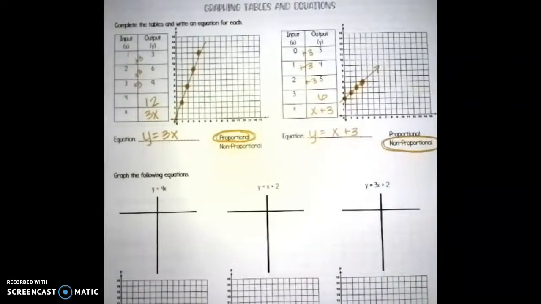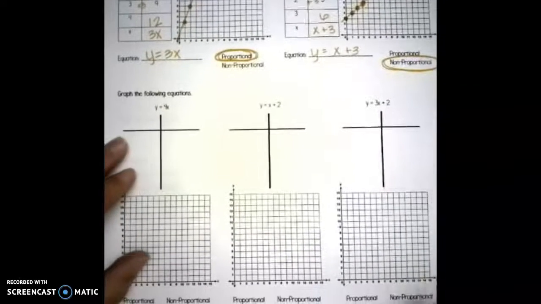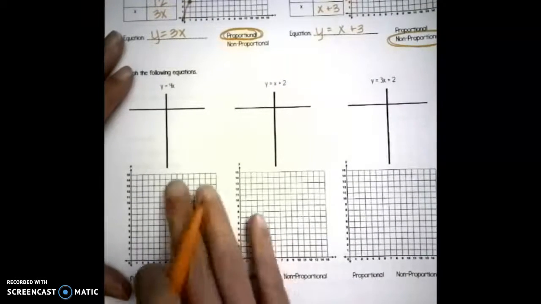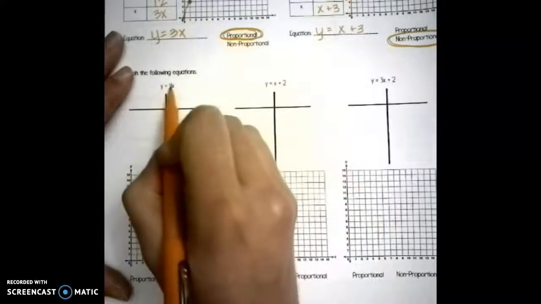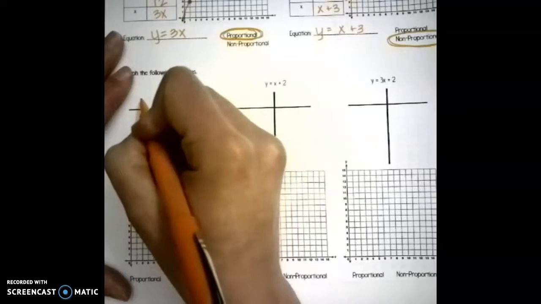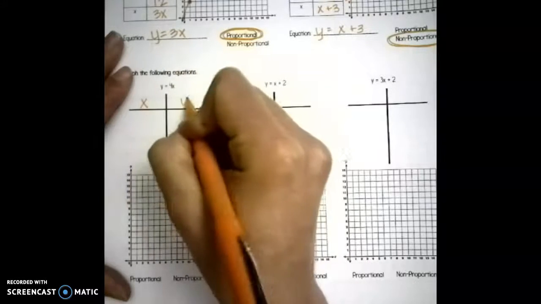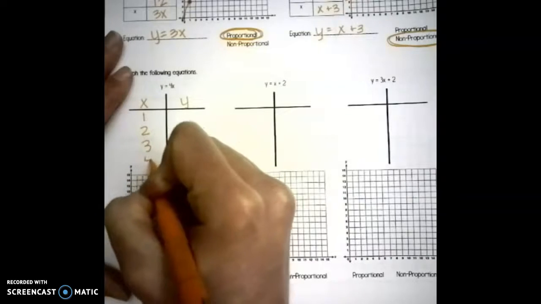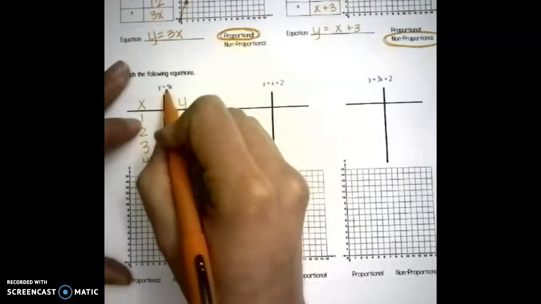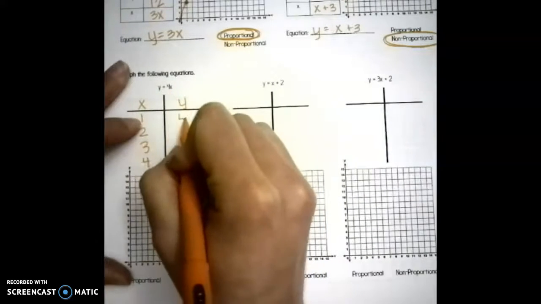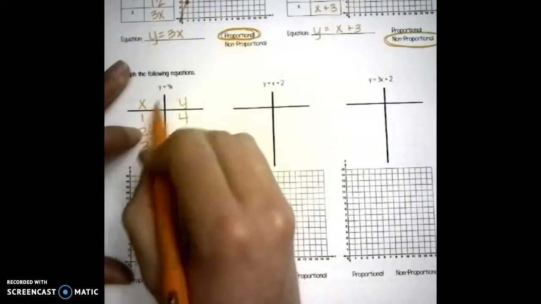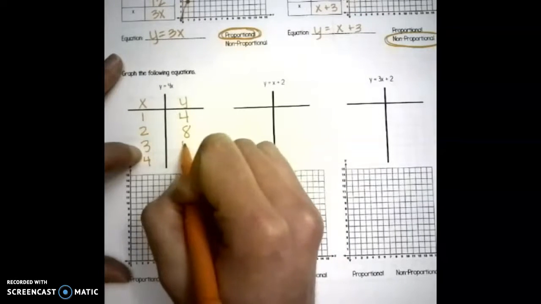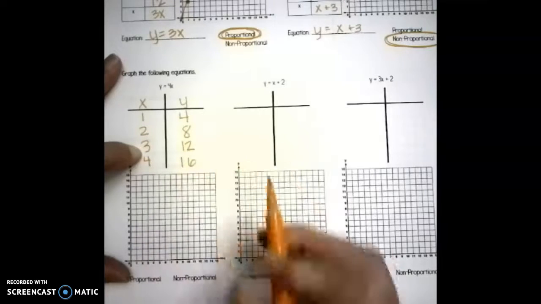All right, this next one says graph the following equation. So now we're going to have to create our chart so we can graph it. It says y equals 4 times x. So we have my x and my y. We'll put 1, 2, 3, and 4. If x is 1, 4 times x gives me 4. 4 times 2 gives me 8. 4 times 3 gives me 12. And 4 times 4 is 16.